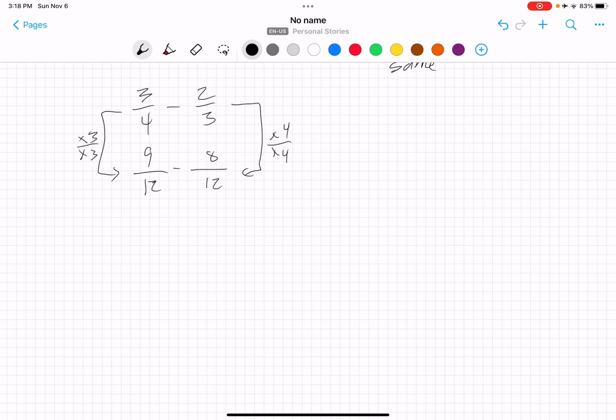So now this becomes much easier. Again, we just focus on the numerator. 9 minus 8, that will give us 1 over 12. So that's our final answer.